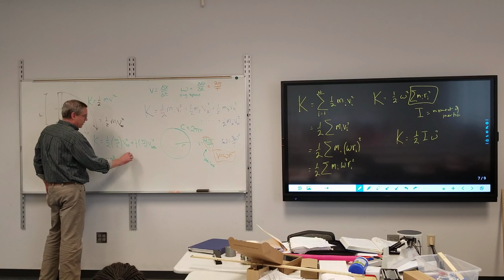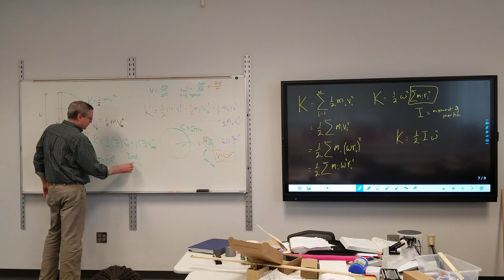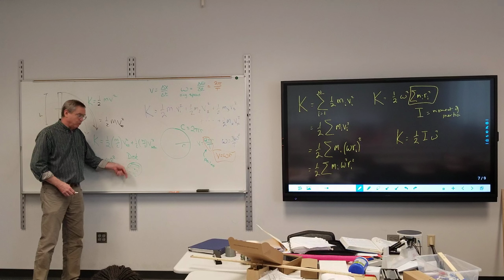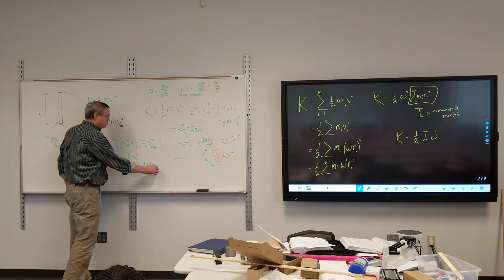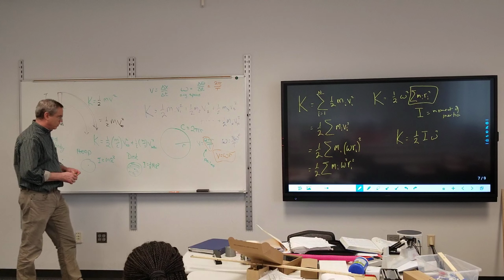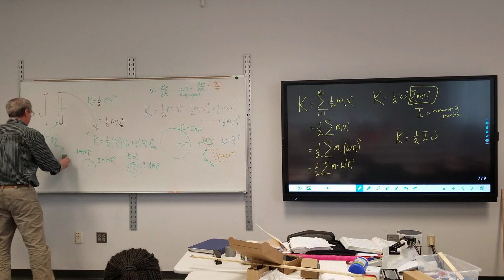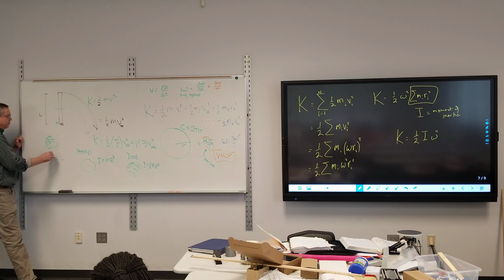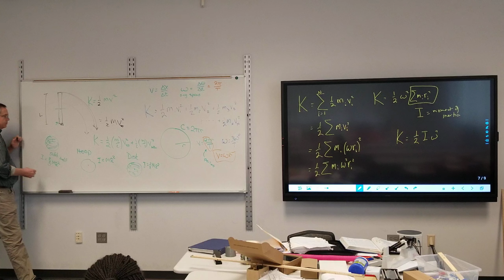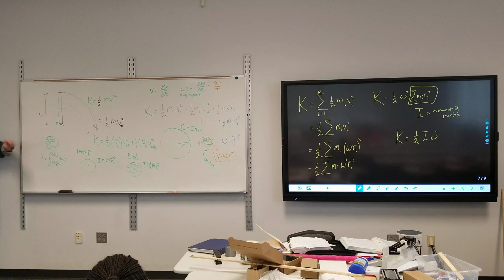If I have a disk rotating about a central axis right there, so like a wheel, a solid wheel spinning, the moment of inertia is 1/2 mr squared. I'll do one more and then I'll talk about how you can do this too. If I have a solid ball, the moment of inertia is 2/5 mr squared. M is the mass of the entire ball, R is the radius of the entire ball.